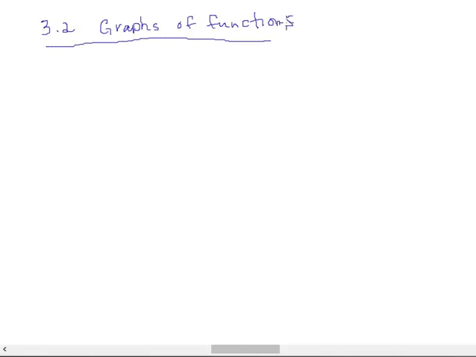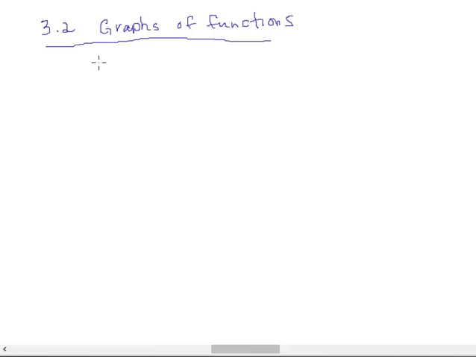So this is section 3.2, and the title is Graphs of Functions. Okay, so if you take a look at the pink study guide that I passed out in class, we're just going to follow along with the study guide.